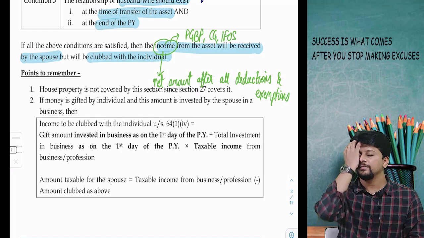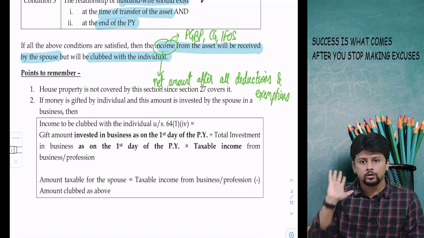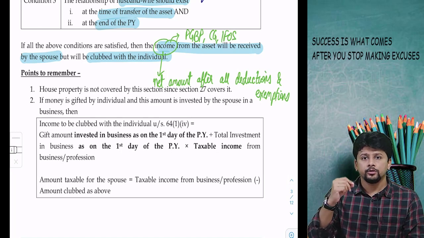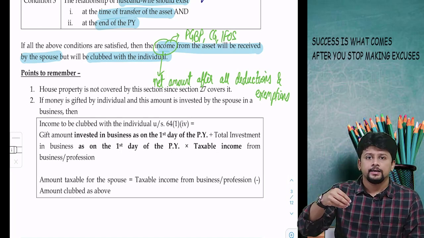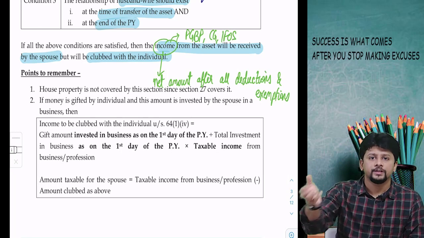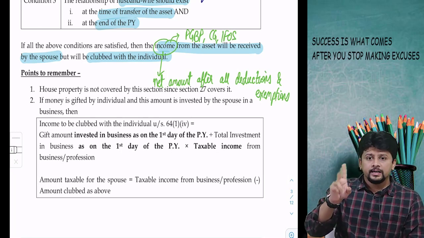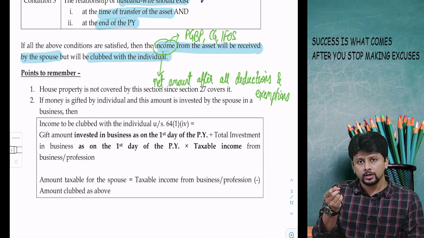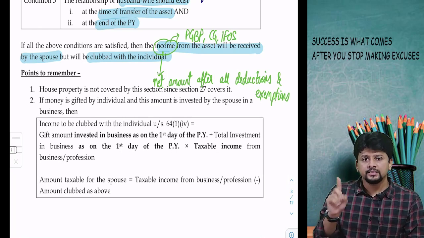See, house property anyways is excluded in this section, so we cannot talk of house property. Salary income is not something that you will derive from an asset. Salary income is something that you will derive when you make efforts. So salary and house property, two heads are excluded in this section. It means I am talking about PGBP, capital gains and IFOS.